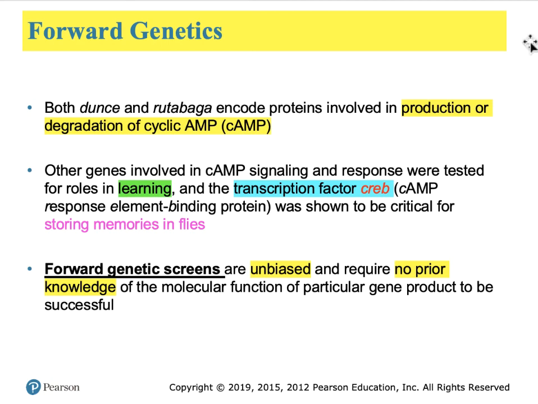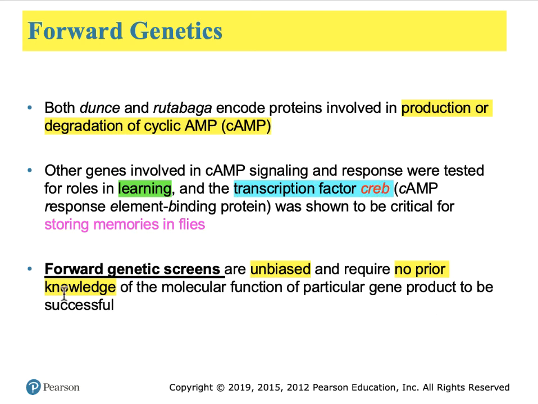Subsequently, further research into the biochemistry of learning has revealed that cyclic AMP does indeed play a very important role with respect to learning memories. In particular, an associated protein known as cyclic AMP response element binding protein, CREB for short, turned out to be a transcription factor that was known to turn on certain genes.